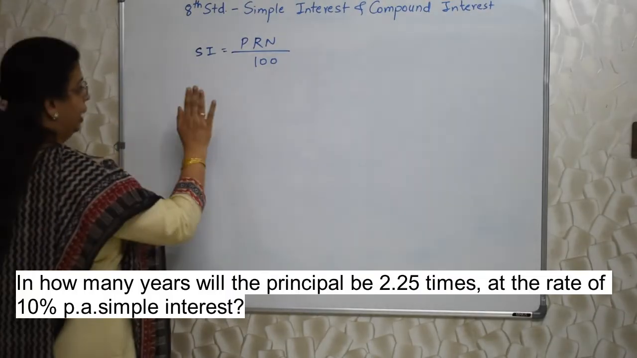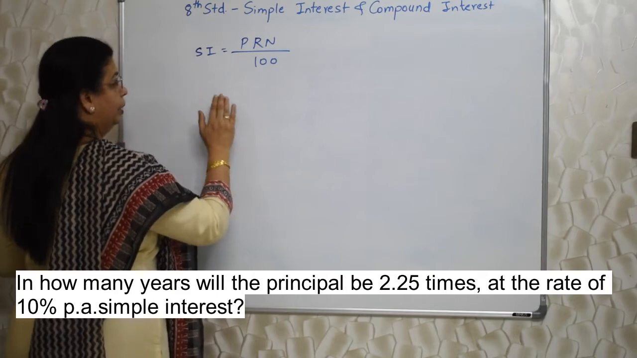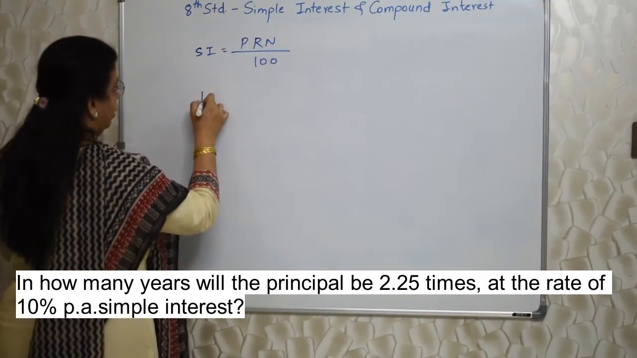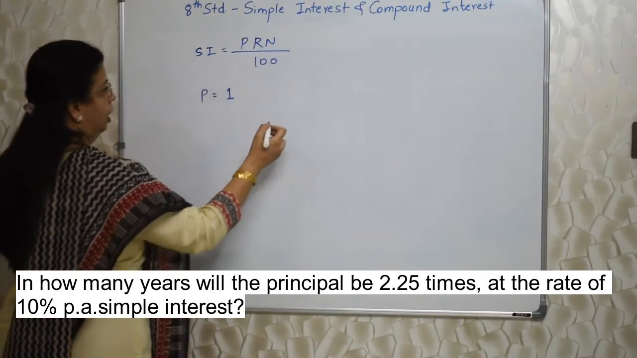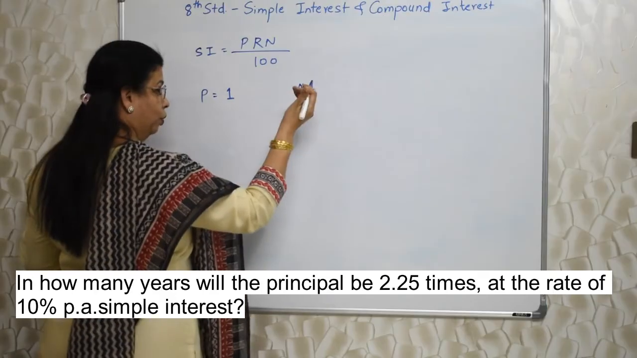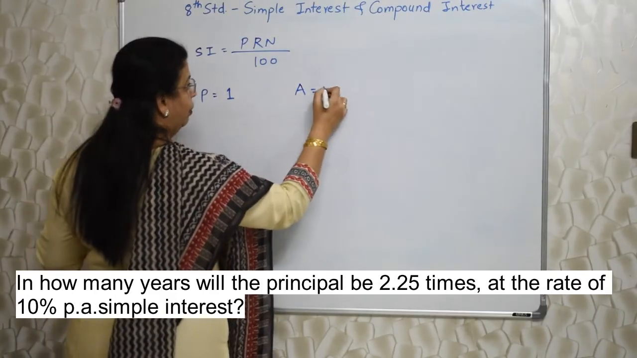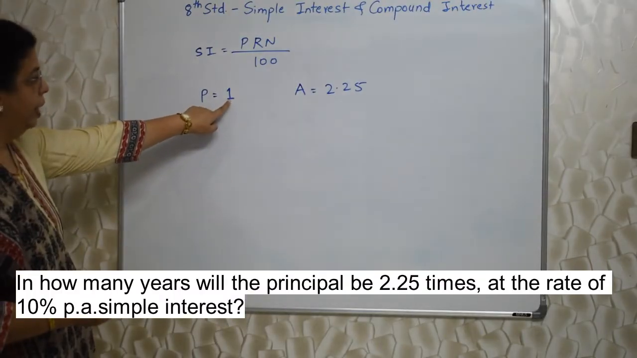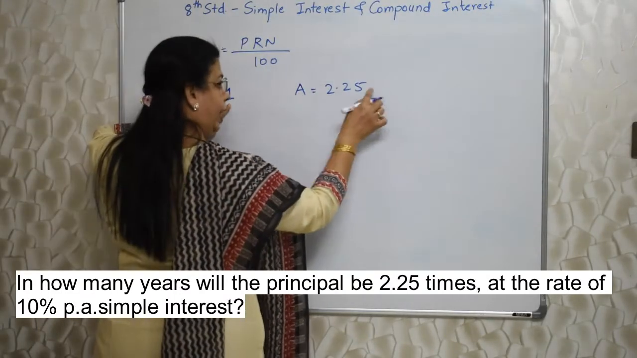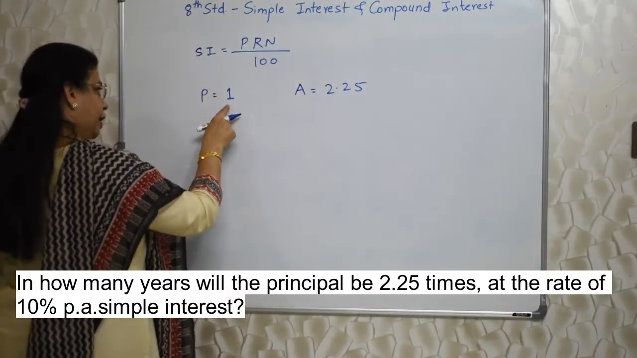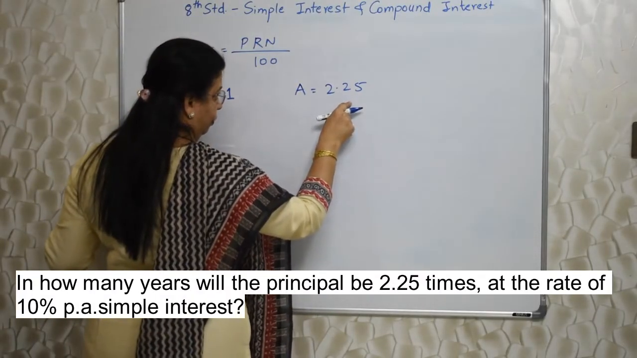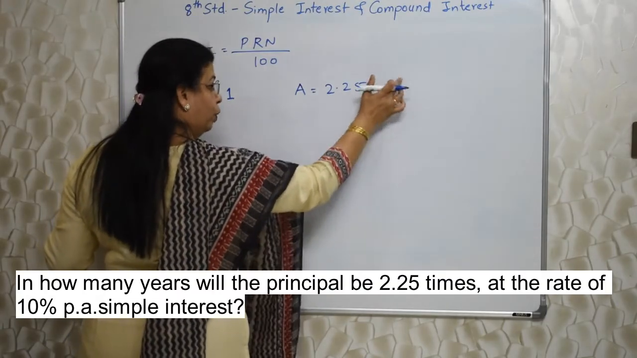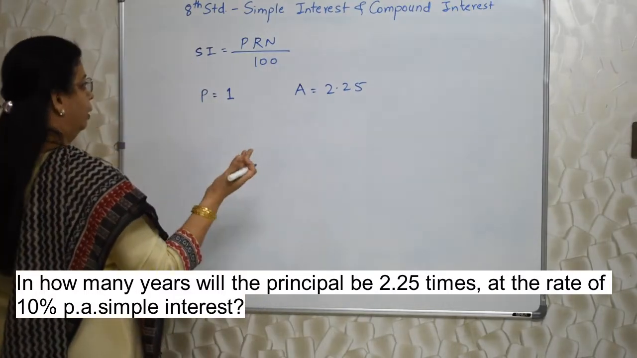Or what are they saying? Whatever is the principal, that is becoming 2.25. Means if principal is 1, the ultimate amount, that is principal plus interest, will be 2.25. That is what they are saying. See students, here you can assume the principal as x, then this will be 2.25x. I can assume this as 100, then this will be 225, right? Because 2.25 into 100 is 225. So you can do it anyway.